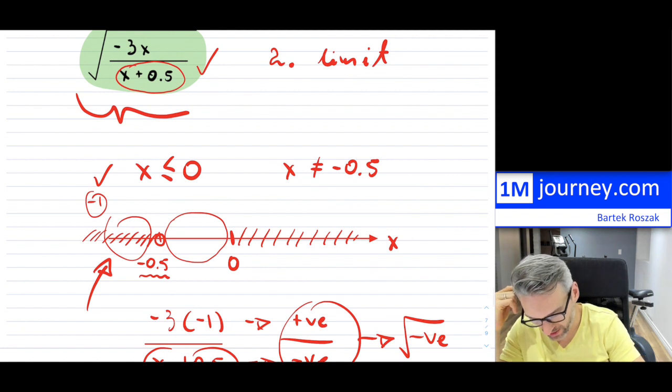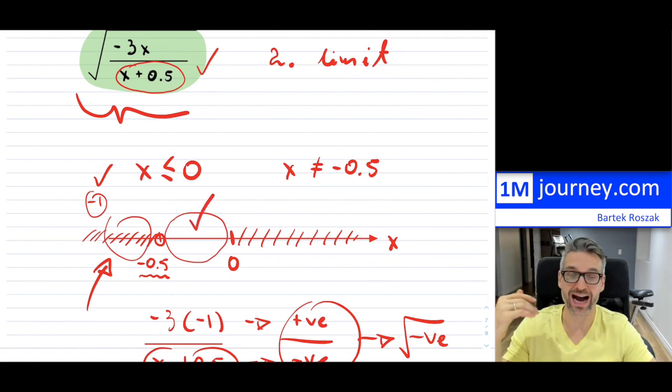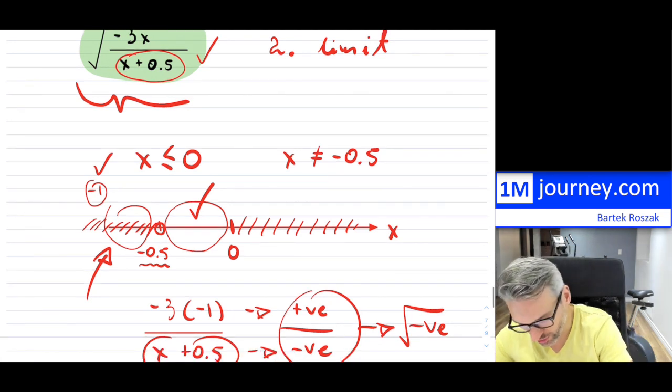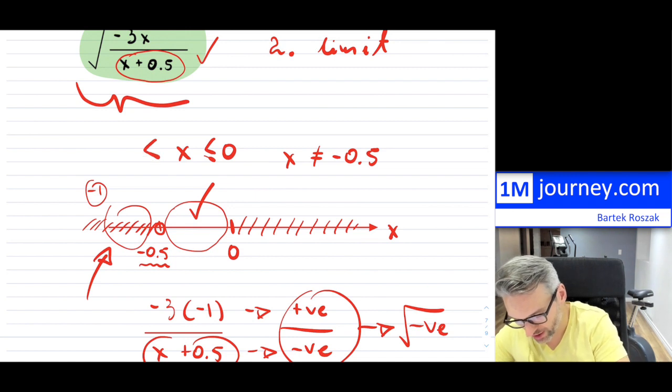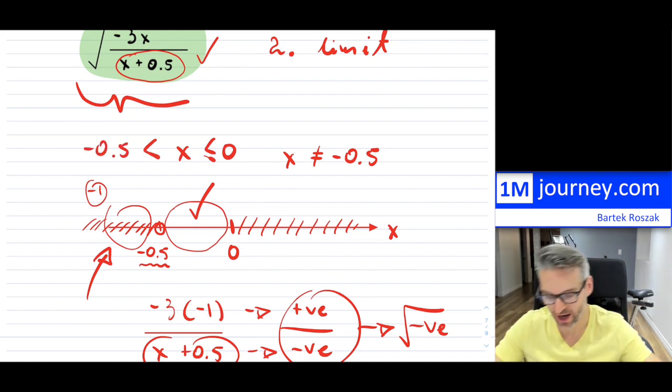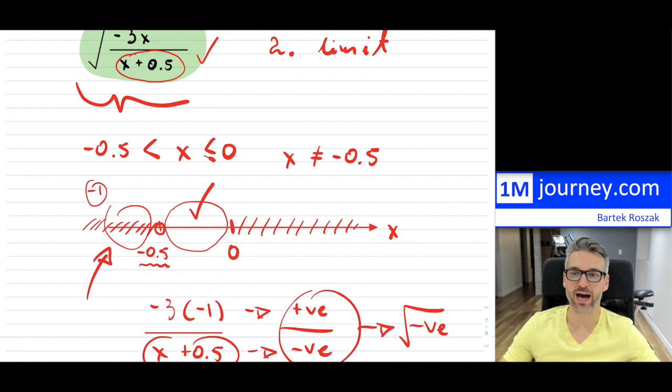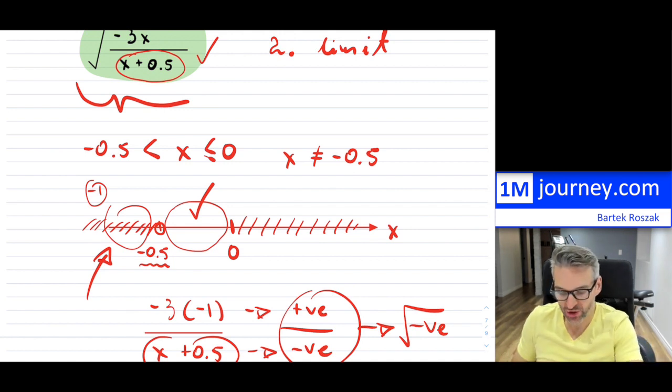Now, this function is actually defined in that region. So my domain would be that x is less than or equal to 0, but greater than -0.5. That's what we would have here. And let me just graph it for you so that you can also see it.